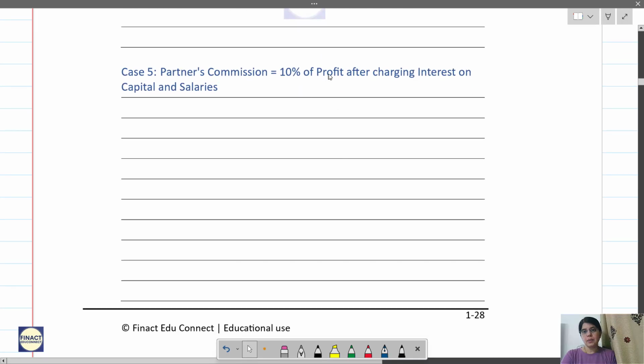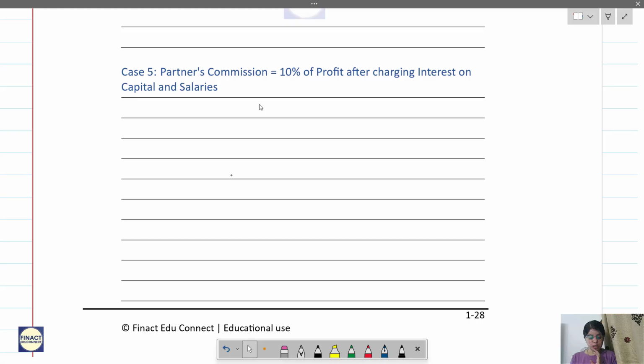Okay, 10% on profit after charging interest on capital and salaries. So both have to be deducted. This is similar to case 1, but with different wordings. In case 1, the wordings were 10% of profit before partner's commission. That means whatever the expenses before partner's commission, everything should be reduced. Here the wordings specifically say after charging interest on capital and salaries.